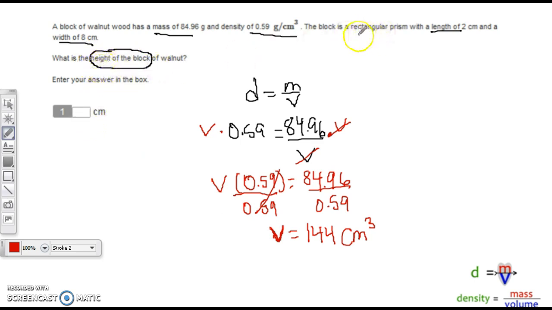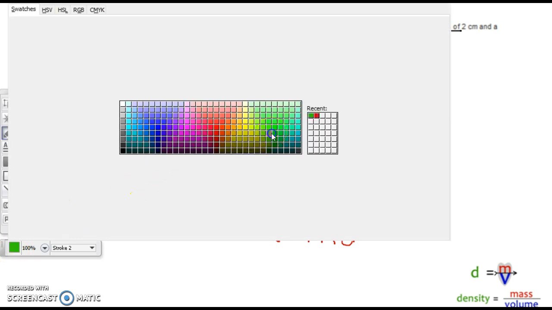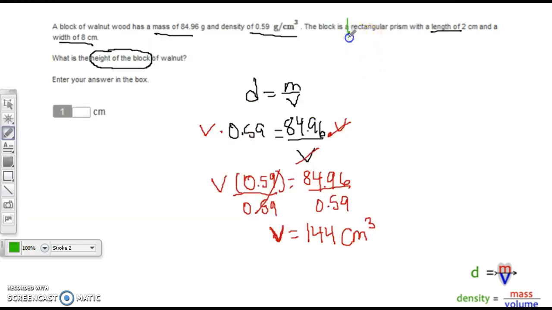So now we need to go back and think about, okay, we're dealing with a rectangular prism, kind of like a tissue box or, you know, any three-dimensional rectangular prism. And so the volume for that is length times width times height. So let's go ahead and plug in what we know. We know the length is 2. We know the width is 8. We don't know the height. That's what we're trying to solve for.